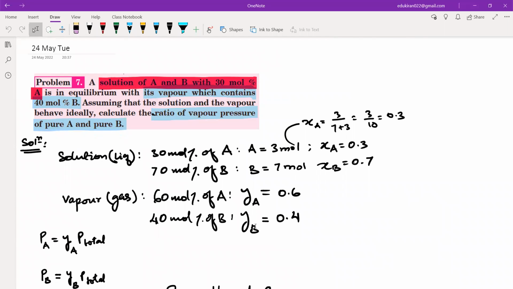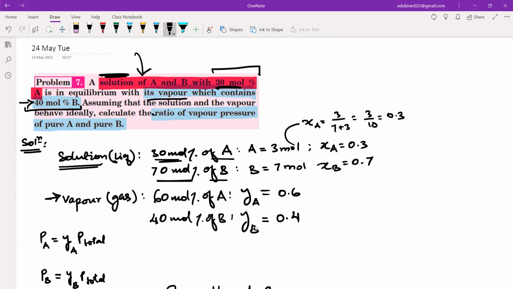The first thing is that they have given me the information that a solution of A and B with 30 mole percentage A is in equilibrium. That means we have a solution with 30 mole percentage A, and it is in equilibrium with its vapor, which contains 40 mole percentage of B. That means we have 40 mole percent of B in the vapor phase. Now, if I look at the solution, 30 mole percentage of A means 70 mole percentage of B, yes or no? If you have 30 mole percentage of A, that means 70 will be for B.